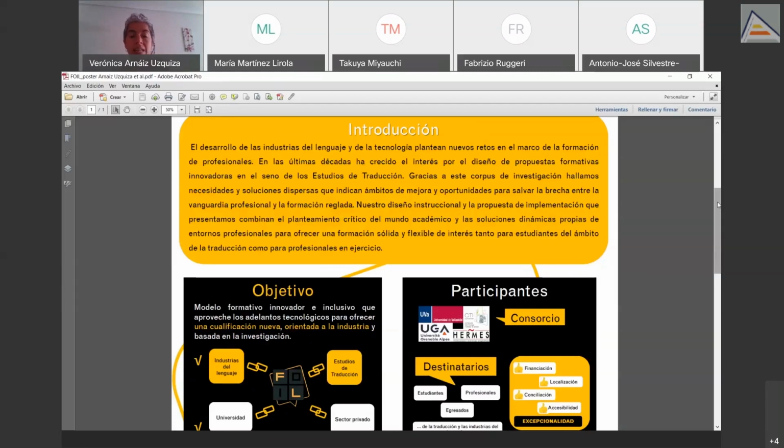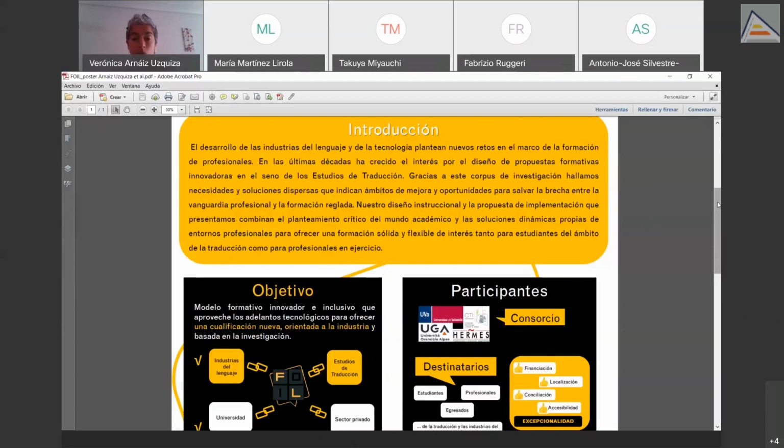El Instituto Tecnológico tiene amplia experiencia en plataformas de docencia online, y por lo que respecta a Hermes, cuentan con amplia experiencia también con colaboración y participación en proyectos europeos en formación profesional de traductores. Entonces consideramos que era un grupo perfecto para poder alcanzar o cubrir los objetivos que nos planteábamos dentro de este proyecto.